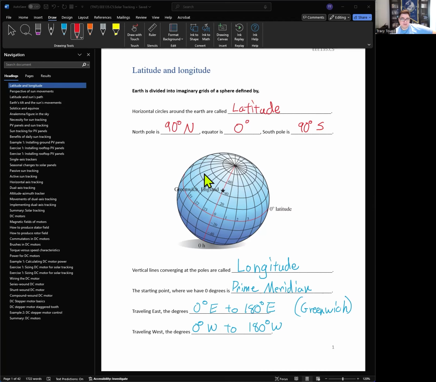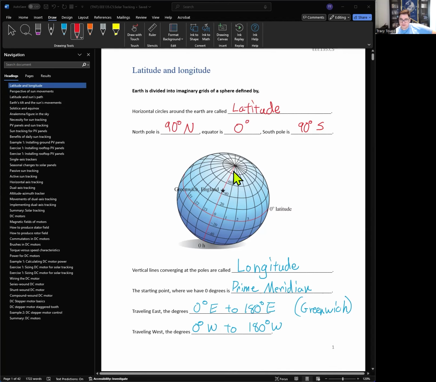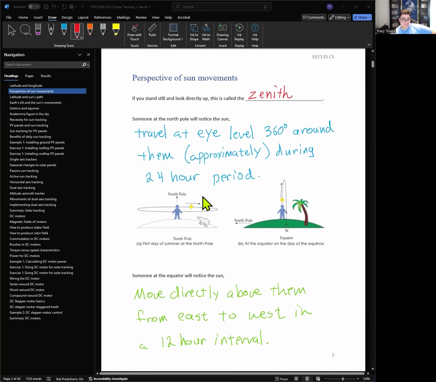Now, the beauty of these two coordinate systems is that we can pinpoint any location on the Earth with them. We just need two numbers: 87.3 degrees north and 113.2 degrees east. We have an exact location on our Earth for that. So latitude and longitude are used consistently in today's world. That's going to play a big role in tracking the sun, because that's where we are on the Earth. We need to know our location on the Earth first before we can start thinking about what path the sun travels over our head.